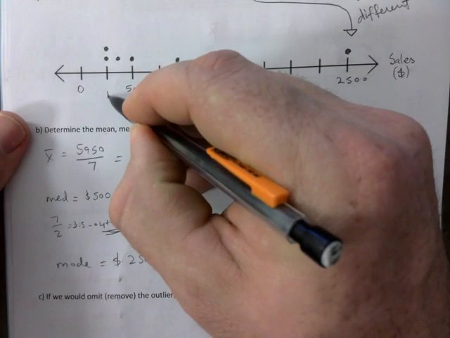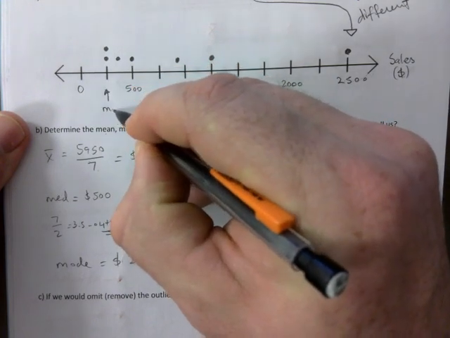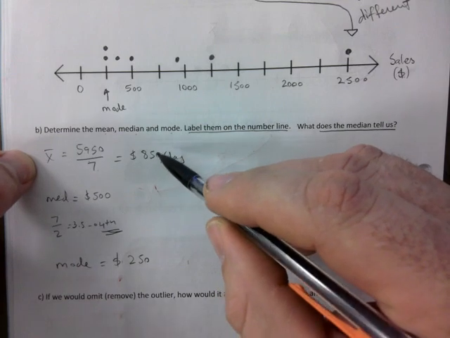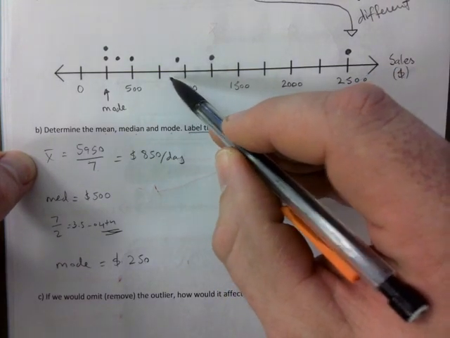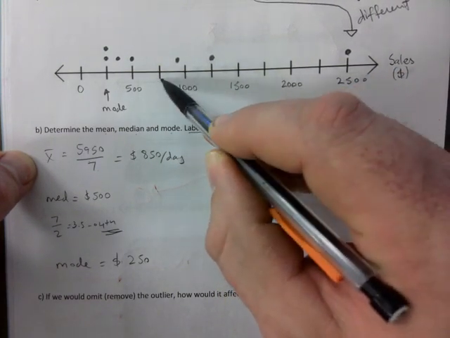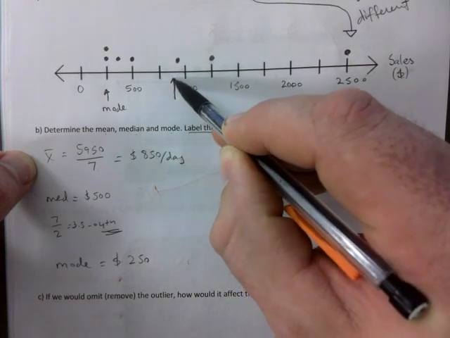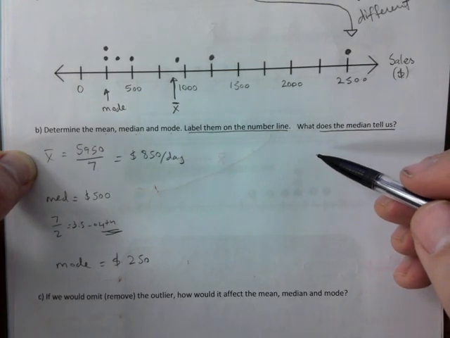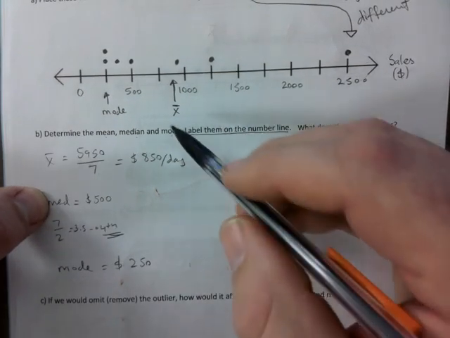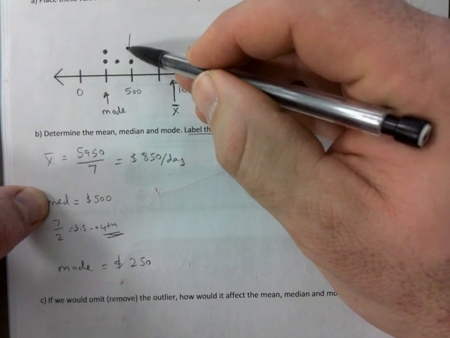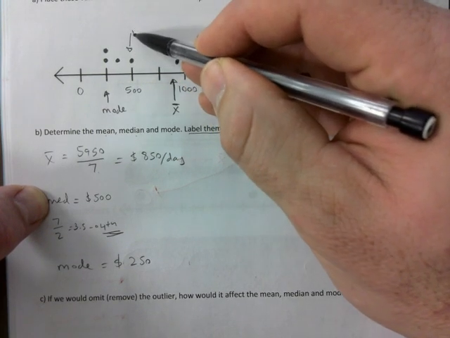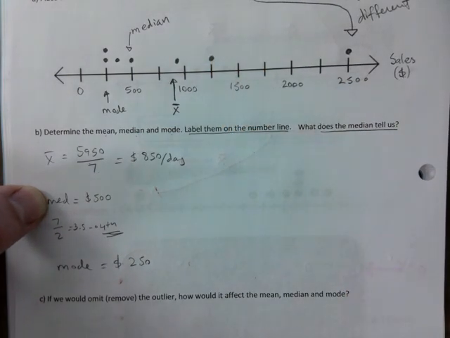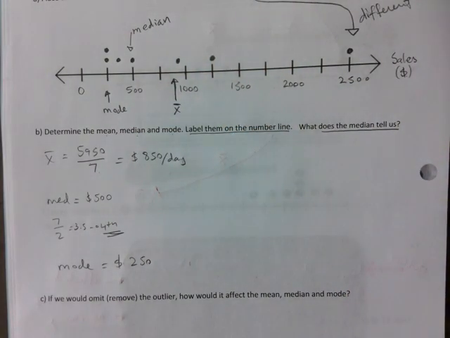So let's go and just label it. This is your mode. Where would our average be? 850 would be about here. This is 750. It's somewhere in here. This is our average. And the median, where would the median be? Median is a value in our data set, so the median is there. So you labeled all three of them on your number line.